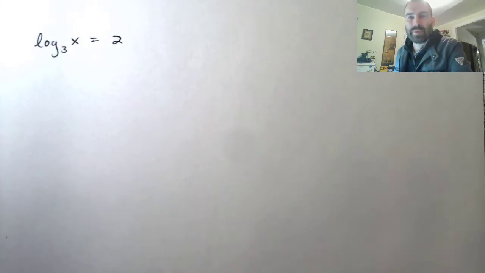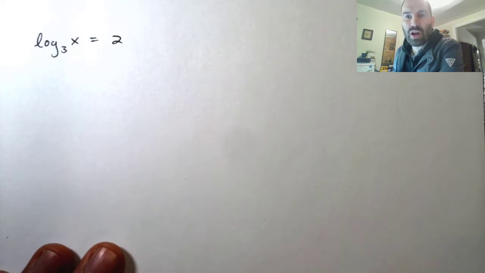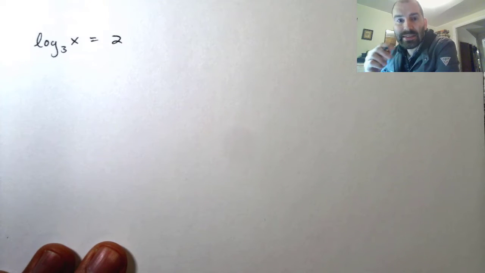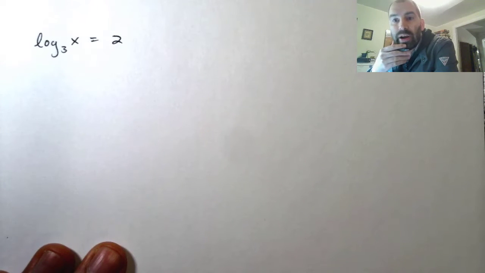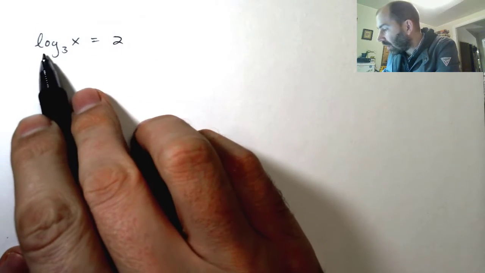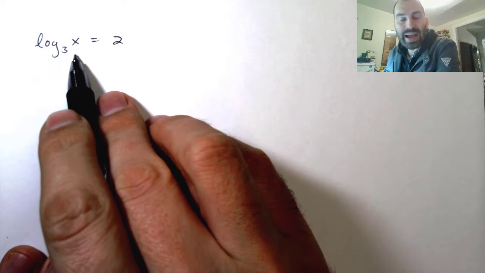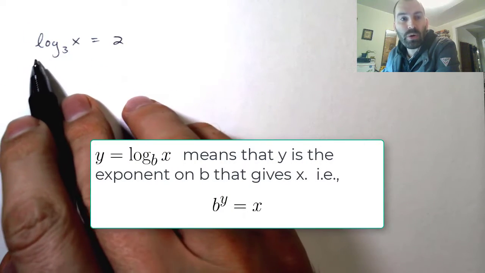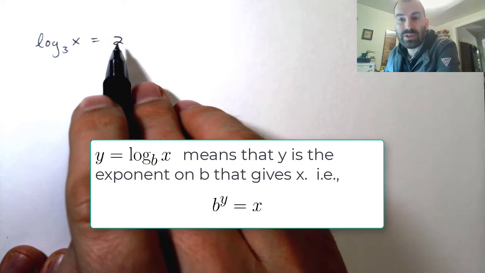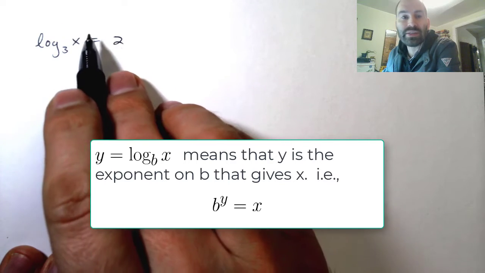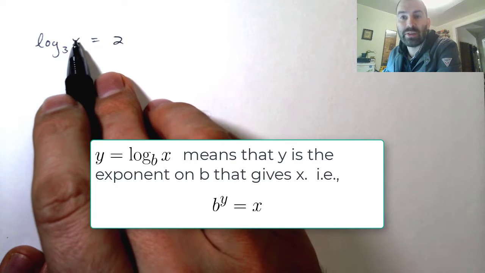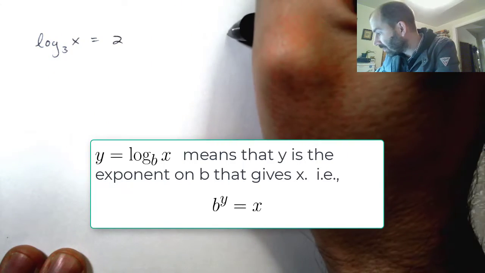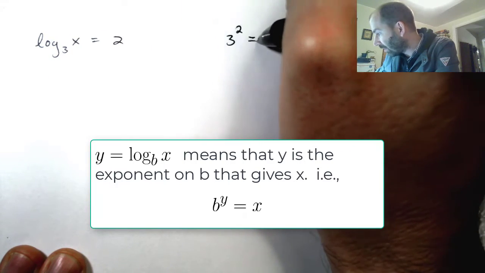Here's our first equation. We want to solve for x. What is the x that would make this make sense? Well, remember what this means. Log base 3 of x is the exponent on 3 that gives x. But we're told that the log base 3 of x is 2. So that means 2 is the exponent on 3 that gives x. Write that down.